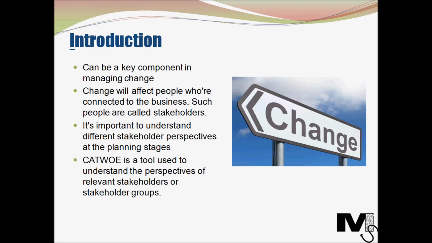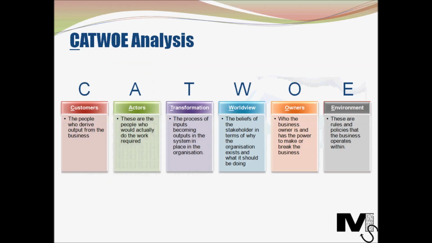It can also be used to understand the general health of the business by understanding the perspectives of different stakeholders. Now let's look at what a CATWOE analysis looks like. Firstly, CATWOE was formulated by Peter Checkland in his 1990 book titled Soft Systems Methodology in Action. So it's a part of the soft systems methodology proposed by him. And here's what CATWOE stands for.